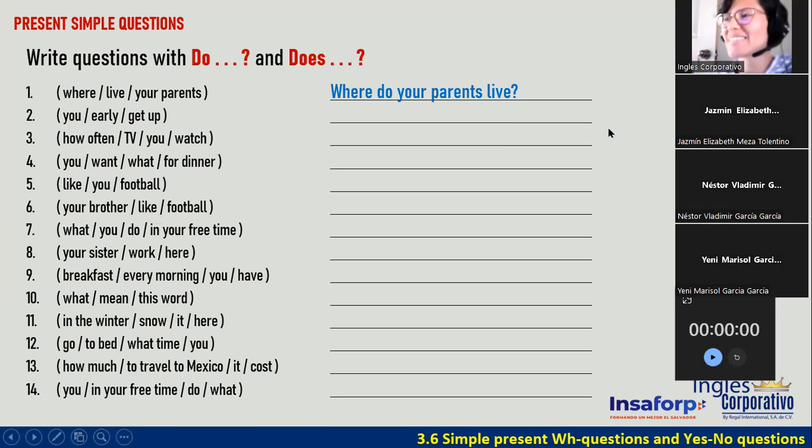La pregunta es where do your parents live, ¿verdad? Recordemos que el orden es importante. Primero va la WH word, luego the auxiliary, subject and verb. Where do your parents live? Okay. What about number two? It says you early get up. Como no do tengo. Early get up. ¿Cuál es el verbo? Get up. Entonces el verbo va después del subject. Do you get up early? Muy bien. Do you get up early?